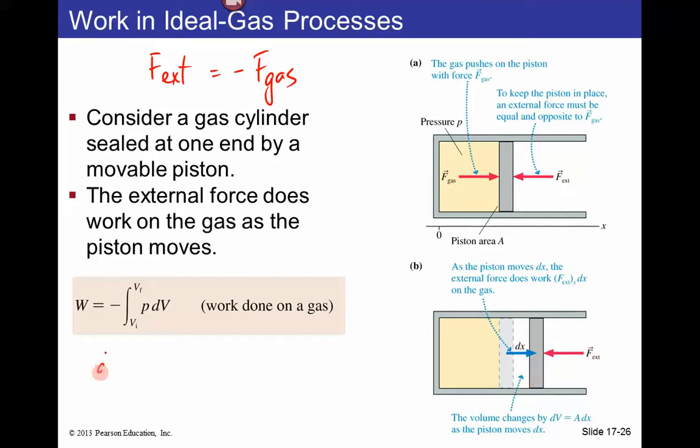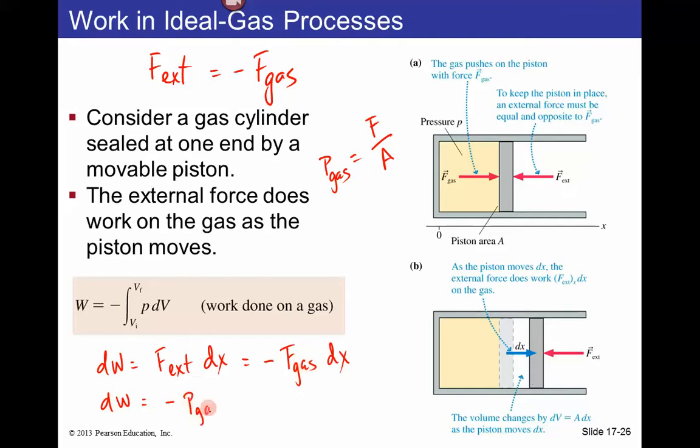Well, the work done is equal to the external force times dx, which is also equal to minus the force from the gas times dx, right? Because of this relationship. Now, remember that the pressure from the gas is equal to force divided by area, right? So therefore, we can write that the work done is equal to minus the force of the gas, and this is minus the pressure from the gas times the area from this relationship, right?